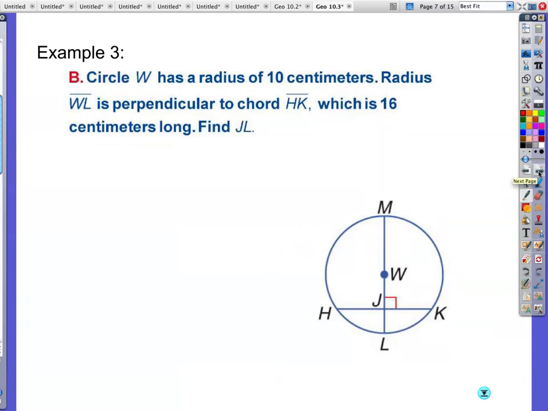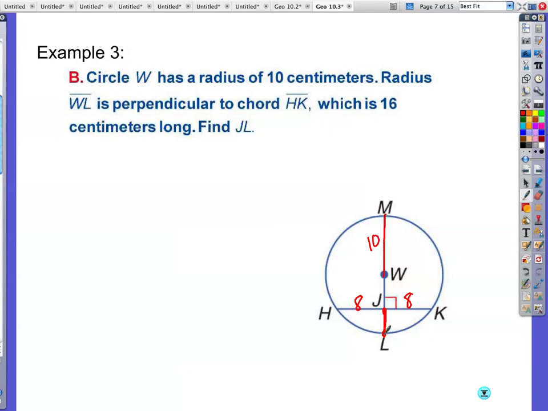Example 3, we're still kind of the same thing. We've got 10 centimeters. Radius WL is perpendicular. It's 16 centimeters long. So we're going to put 8 and 8. We're going to get that taken care of. Find the distance from J to L. Okay, I have to find that amount.